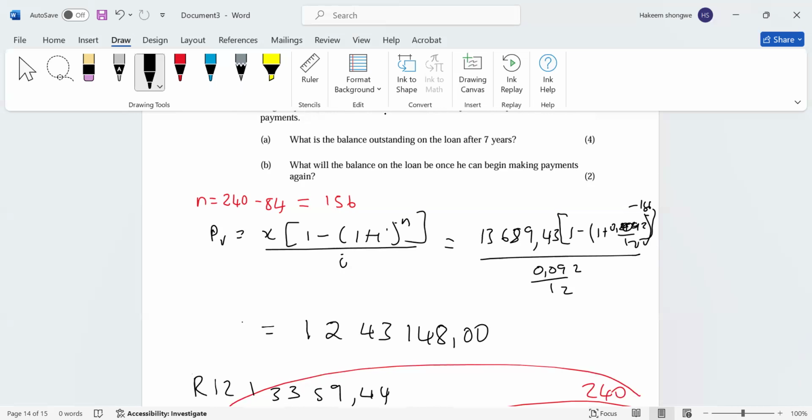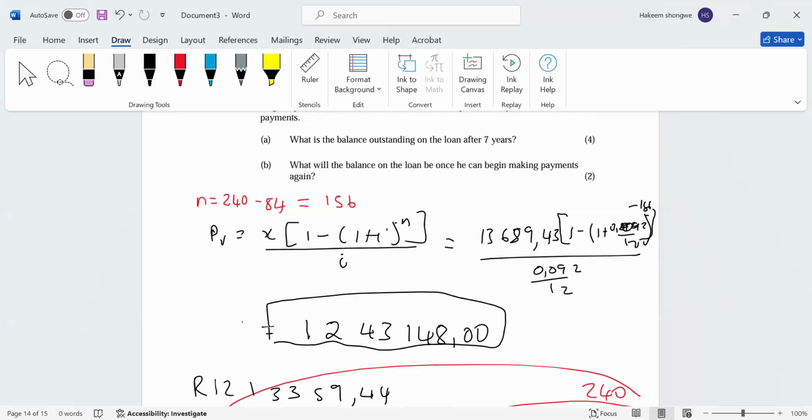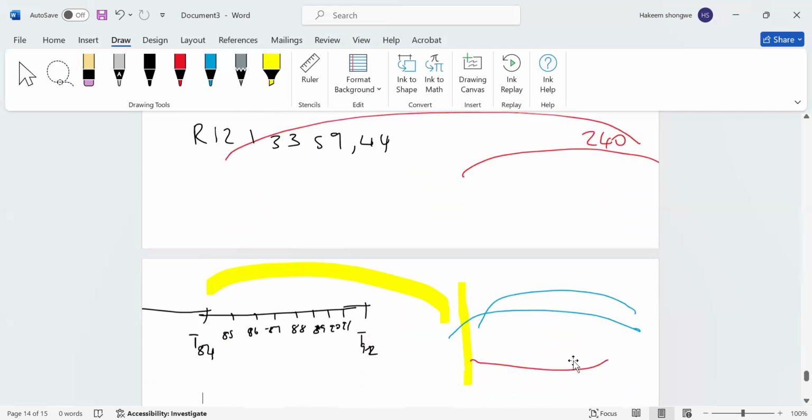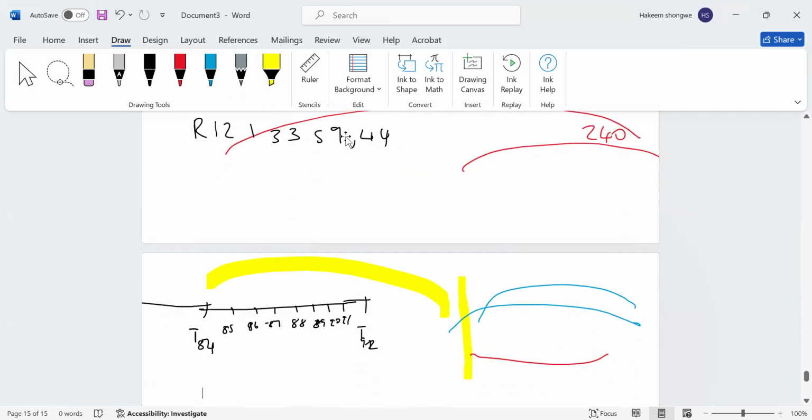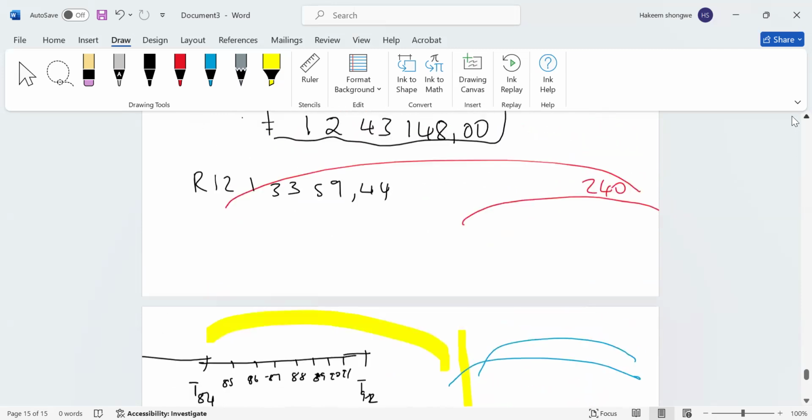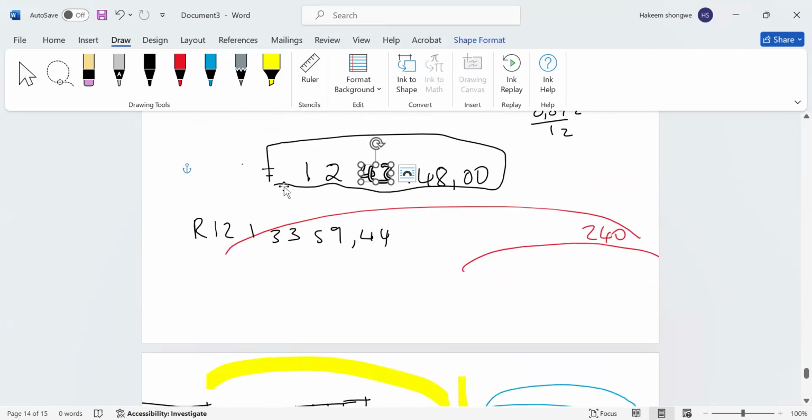So let's proceed. We are going to take this money and put it here on our timeline. This is the money that we owe after T84. So we still owe just about 1 million. Let me take this money. I think we need it. Let's take this whole amount.